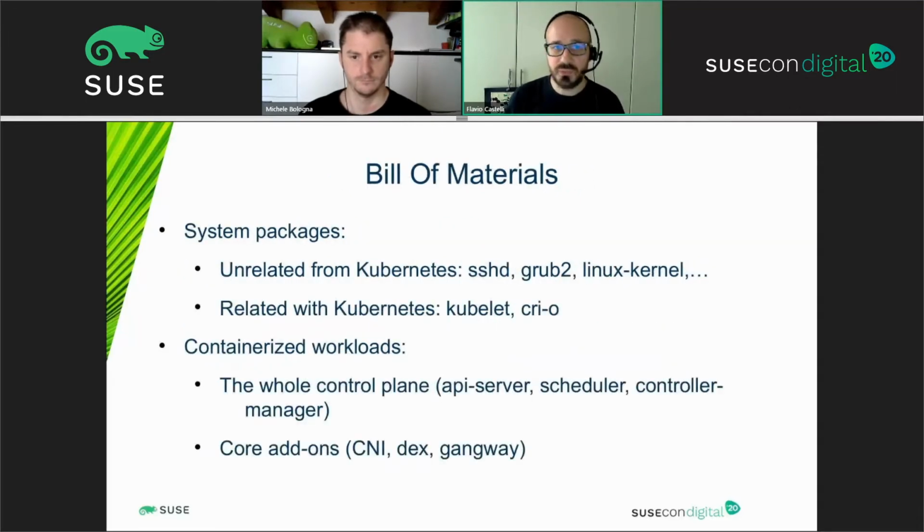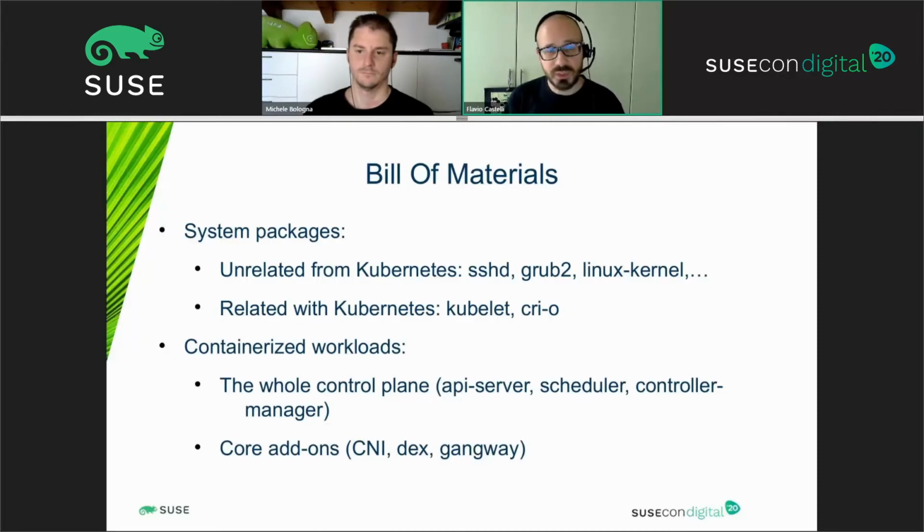So SUSE CaaS Platform is made by basically two kinds of items. You have software that is shipped in a, let's say, traditional way, so shipped as system packages, RPMs, and this could be packages that are completely unrelated to Kubernetes, like the SSH daemon, the Linux kernel, some system services. And then you have some packages that are deeply related with Kubernetes, like kubelet or CRI-O, which is the container runtime that we use inside of SUSE CaaS Platform.